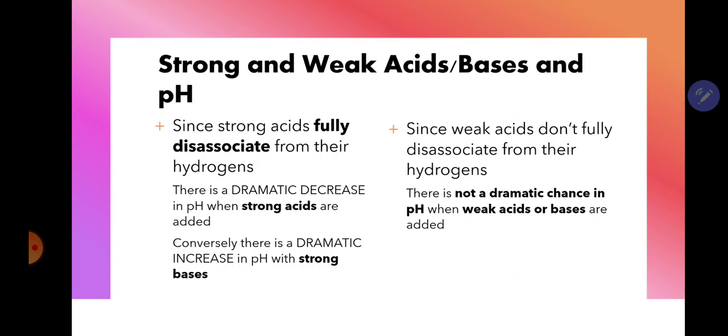Now here it is in words again, just in case you haven't gotten it. Because the strong acids fully dissociate from their hydrogens, there's a huge decrease in pH. They get much more acidic. And that's the flip side with bases. You see a huge increase in pH, because remember, bleach has a pH of 12. These basic compounds have huge pHs and low concentrations of hydrogen ions, because they have an inverse relationship. The weak acids, since they don't fully dissociate, there's a baby change in pH. There's a little bit of a change, but not a huge change.